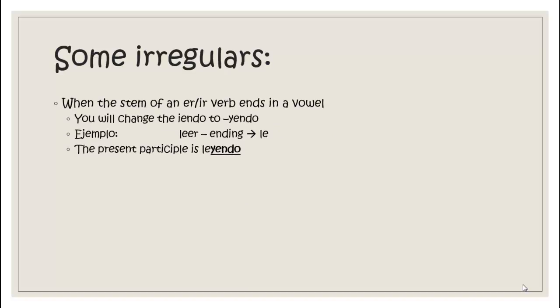So of course, with everything, there are a couple of irregulars. When the stem of an ER-IR verb ends in a vowel, such as the verb leer, and remember the stem of a verb is the part of the verb that does not include the ending, you need to change the I-E-N-D-O to Y-E-N-D-O. So the present participle of the verb leer is leyendo. So instead of an I-E, you have a Y.